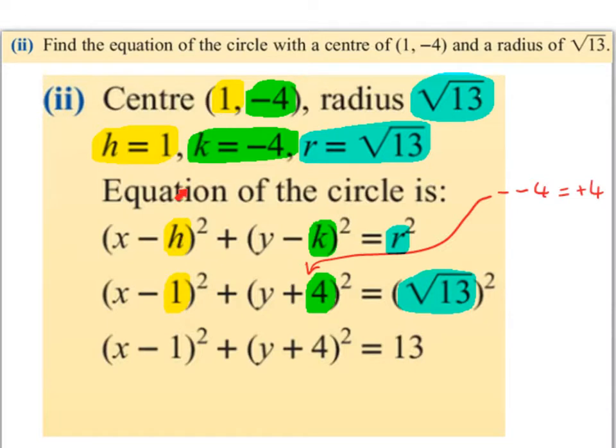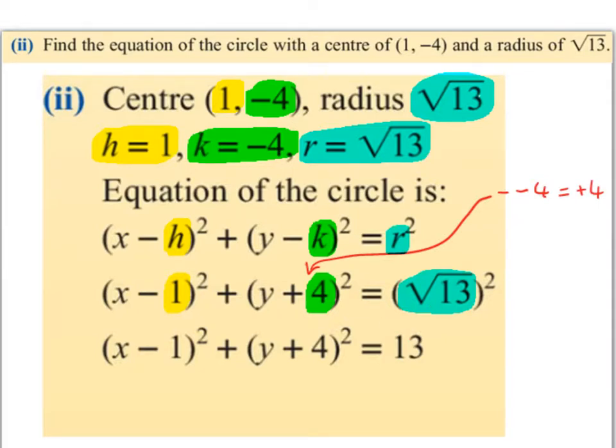So we swap the h for 1, the k we swap for minus 4, but we end up with minus minus 4, so that gives us plus 4. And the r we swap for root 13. So we have x minus 1 to be squared plus y plus 4 to be squared is equal to the square root of 13 squared, so the square root and the squared cancel, leaving us with 13.